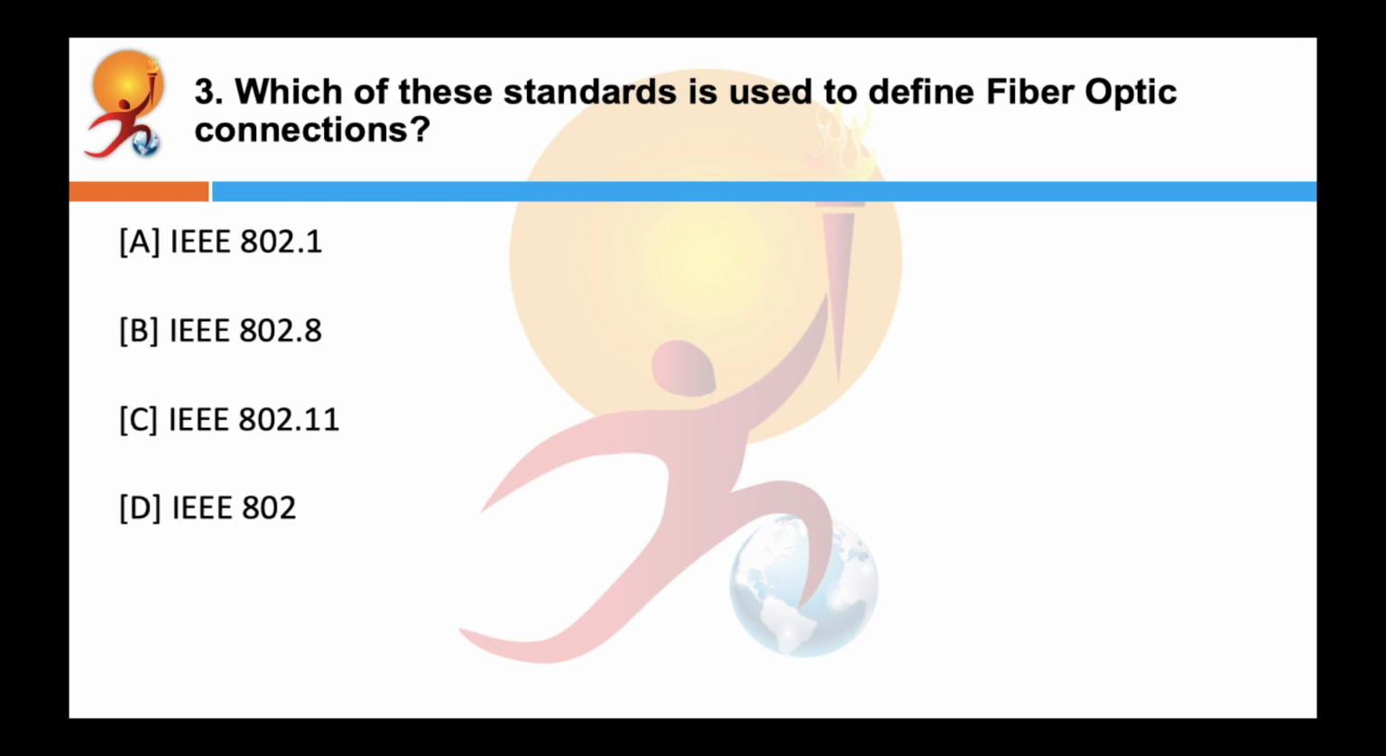Which of these standards is used to define fiber optic connections? Correct answer is B. The IEEE 802.8 defines the LAN standard for fiber optic media used in token passing computer networks like FDDI.